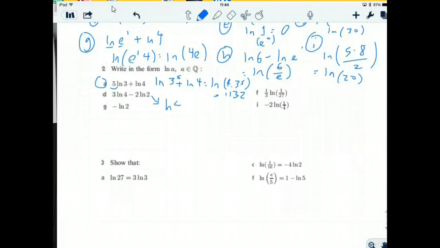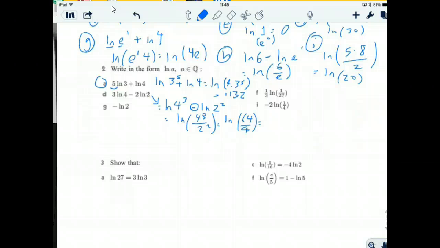3 times natural log of 4 is the same thing as natural log of 4 to the third, and 2 times natural log of 2 is the same thing as natural log of 2 squared. So then we have a difference, okay, so that would be natural log of 4 to the third divided by natural log of 2 squared, which is the same thing as 4 to the third would be 64 divided by 4. And you can continue to simplify that with your calculator or with your brain. Negative natural log of 2.